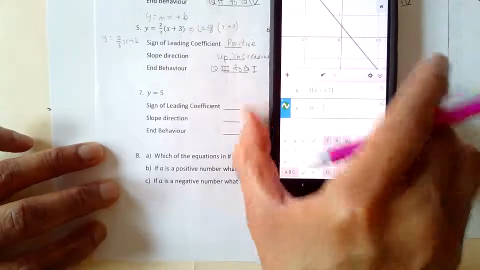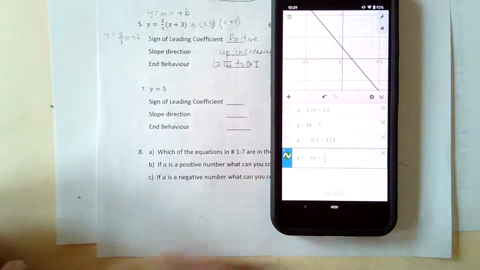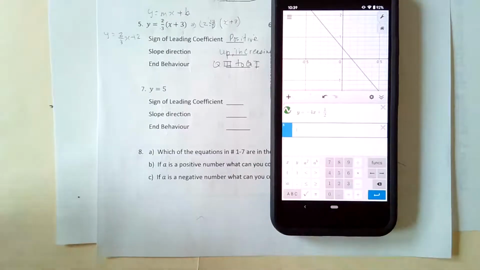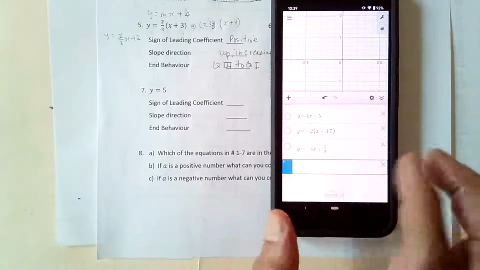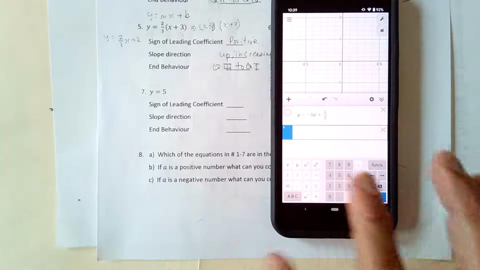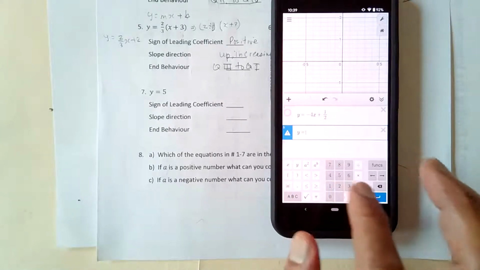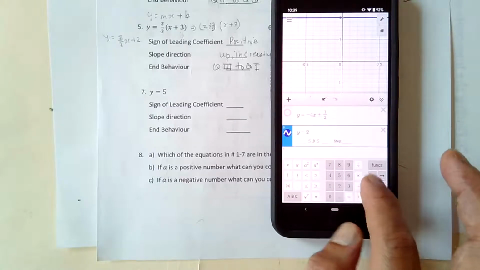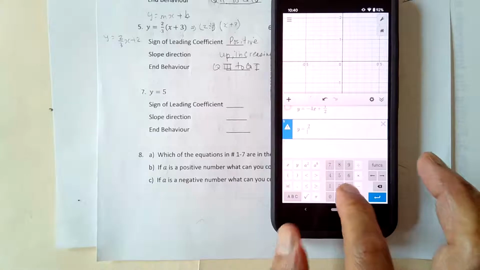With Desmos, we'll hide that graph and go to the next cell. We'll enter that equation, y equals 2 divided by... Now look what happened with Desmos: automatically it makes it into a fraction. So you don't need the brackets, although you could, it wouldn't hurt.